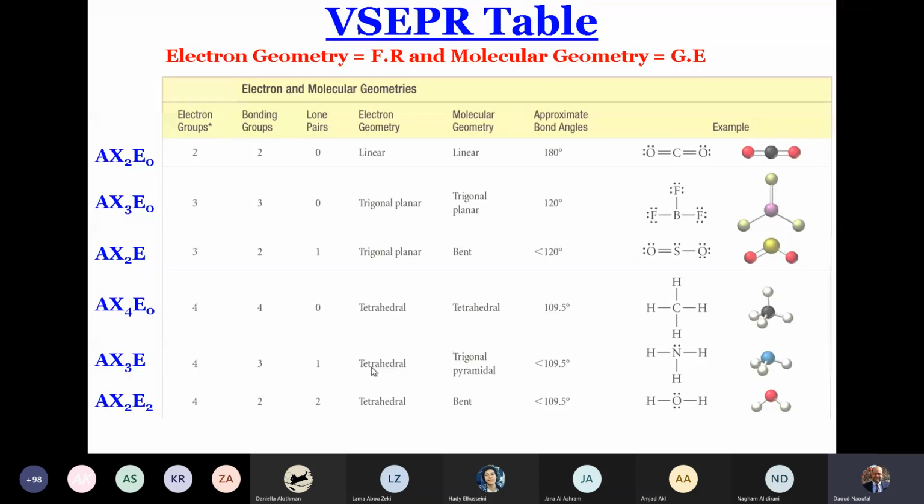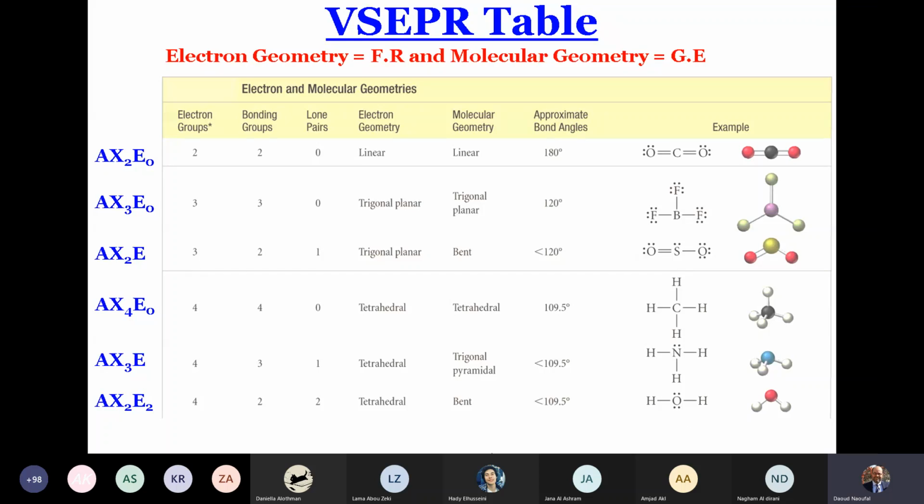Now we have to pass to the geometry. So we have to erase 1 lobe of CH4. If we erase 1 lobe of CH4, we obtain this form. This form looks like a pyramid where the base is a triangle. So the geometry is triangle pyramid, or simply trigonal pyramidal, and the angle is less than 109.5.